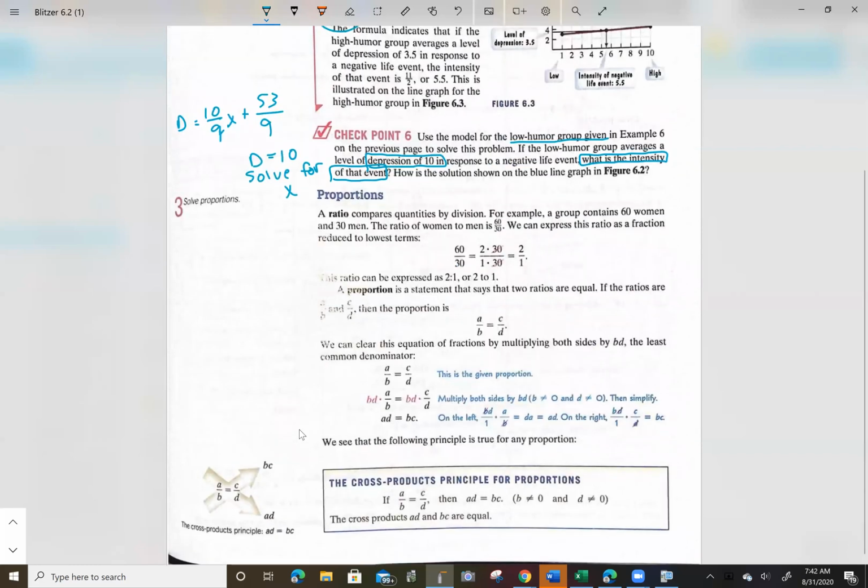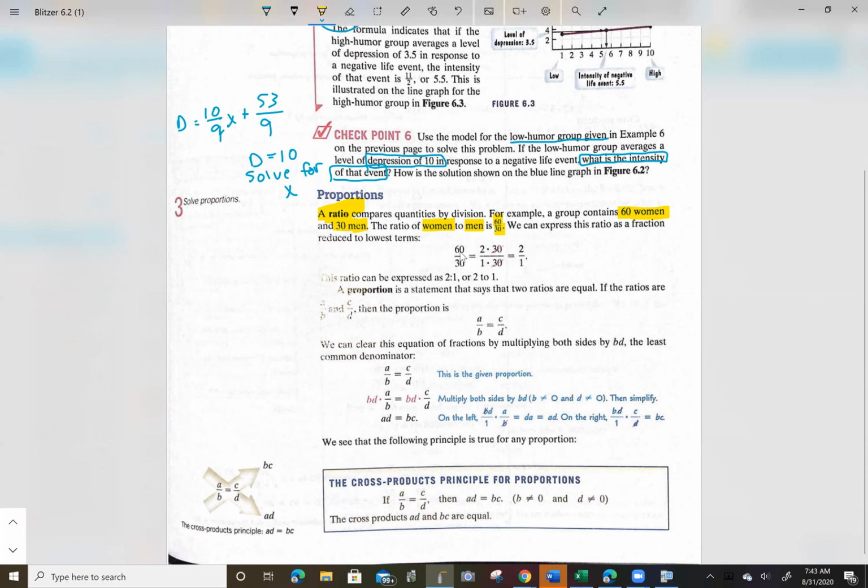All right, proportions. I love proportions. A ratio compares quantities by division. For example, a group contains 60 women and 30 men. Let's go back to yellow. Okay, ratio. Be careful, ratio is not always a fraction, but a group contains 60 women and 30 men. The ratio of women to men, so whatever comes first, if women comes first, that's on the numerator, so that's why we have 60 on the numerator. Men come second, that's why we have 30 on the denominator. We can express this ratio as a fraction, and then they reduced it right here.